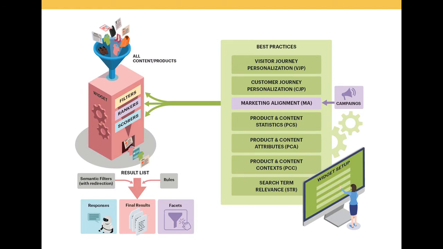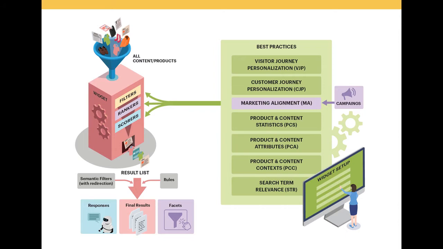Now, a big part of the configuration of a widget is to define which logic you would like in the filters, in the rankers, and in the scorers. For this, Boxalino has created many so-called best practices. Each of these best practices will define what we call a use case as a filter, as a ranker, as a scorer, with the specific parameters that you want.